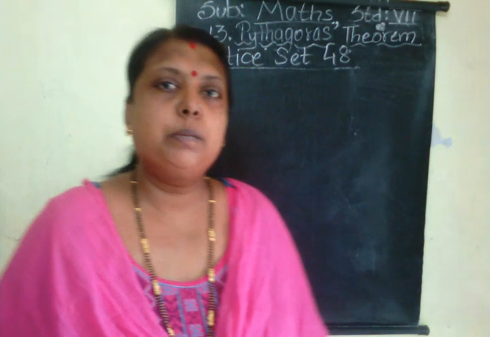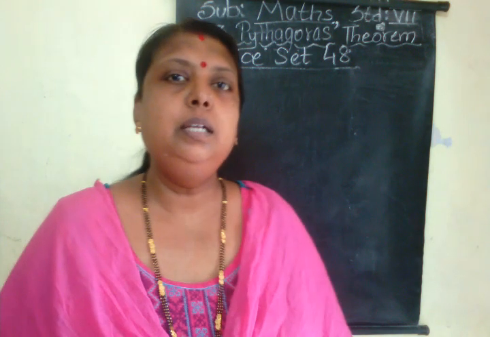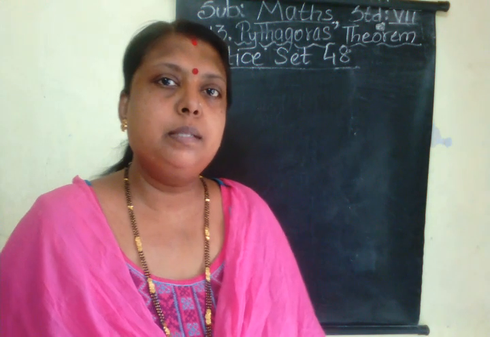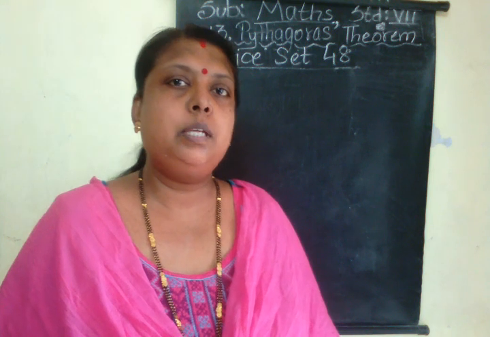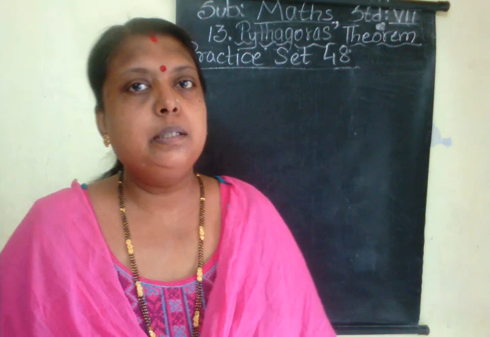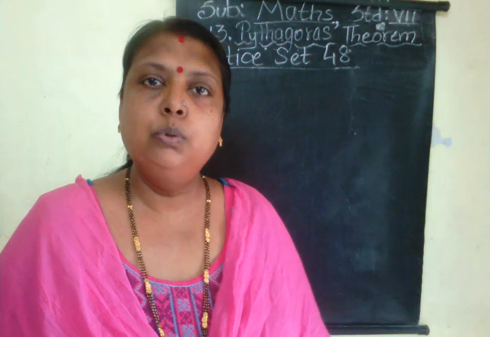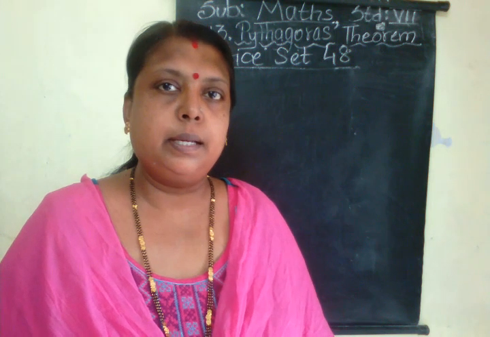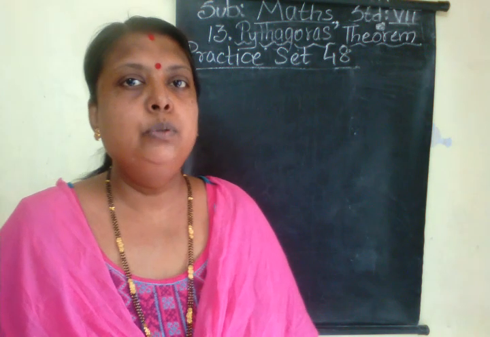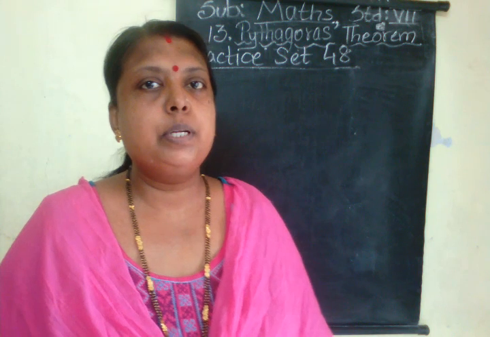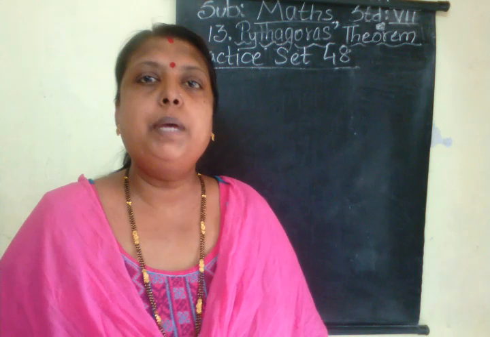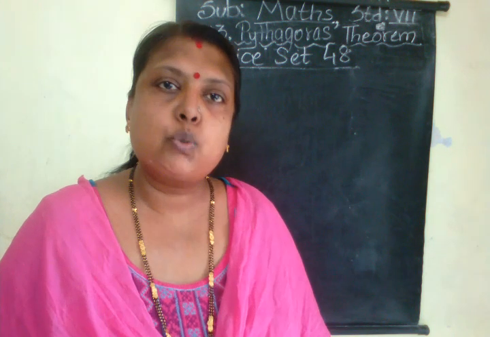Welcome children to our maths lecture where we are learning lesson number 13 in maths, that is Pythagoras theorem. As explained yesterday, Pythagoras theorem is related to right angled triangle. Yesterday I explained the theorem, that is hypotenuse square is equal to base square plus height square.